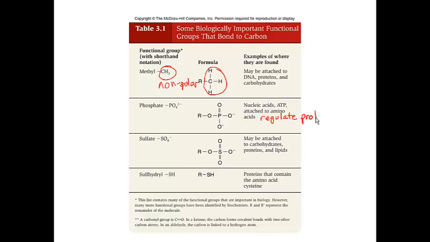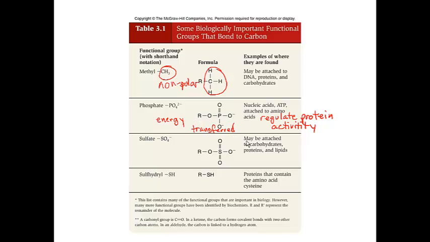protein activity. The addition or removal of a phosphate group is an essential regulatory step in cell communication, for example. And so phosphates are often involved in regulatory reactions and also involved in the transfer of energy from one molecule to another. So these are often transferable functional groups.